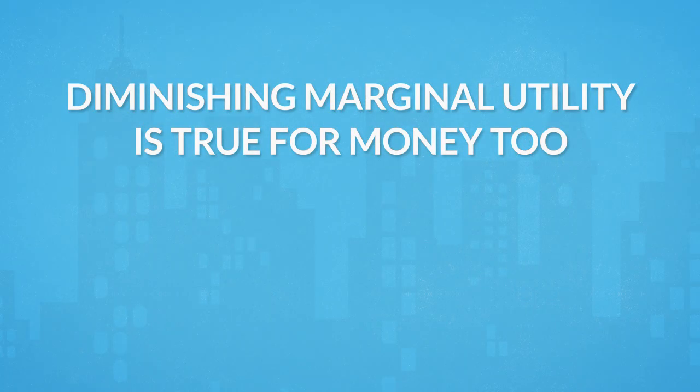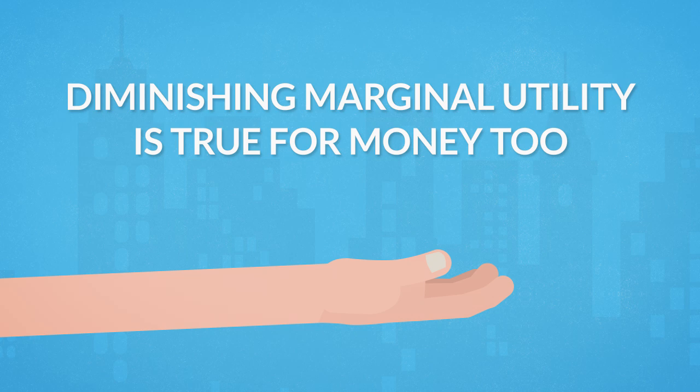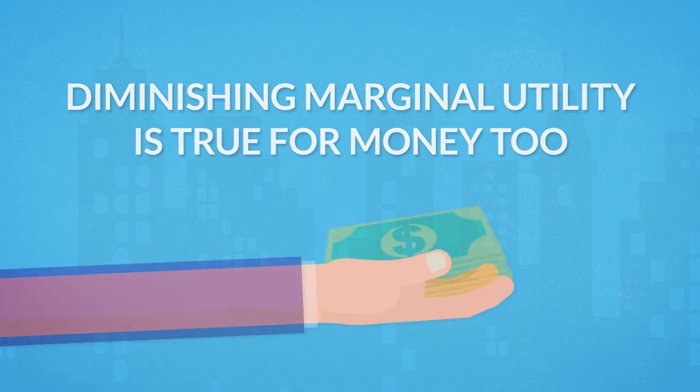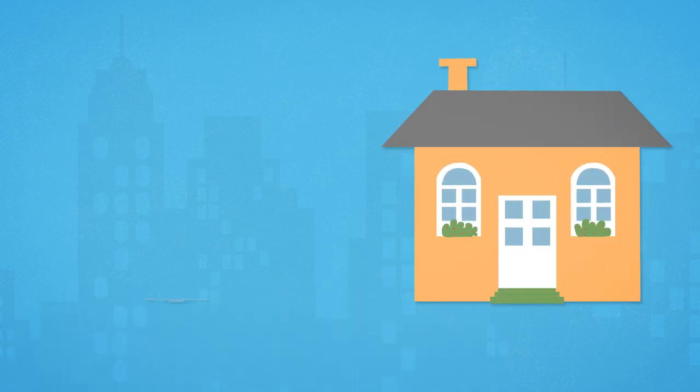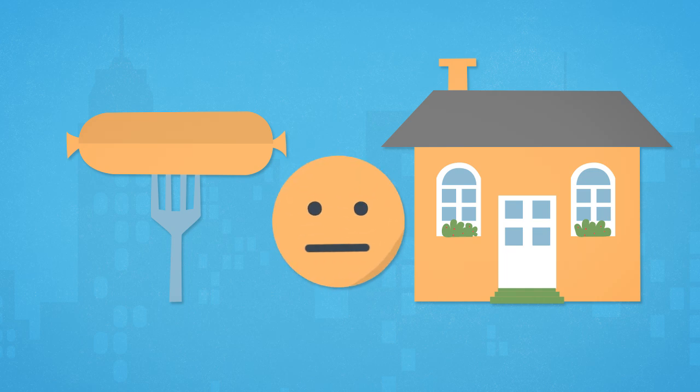Diminishing marginal utility is true for money too. If you don't have any money at all, then $1,000 will change your life substantially. You can use the money to rent a humble flat and buy some food. Although it won't be a fancy existence, it will still be a huge positive change in your quality of life as compared with being homeless and constantly starved.